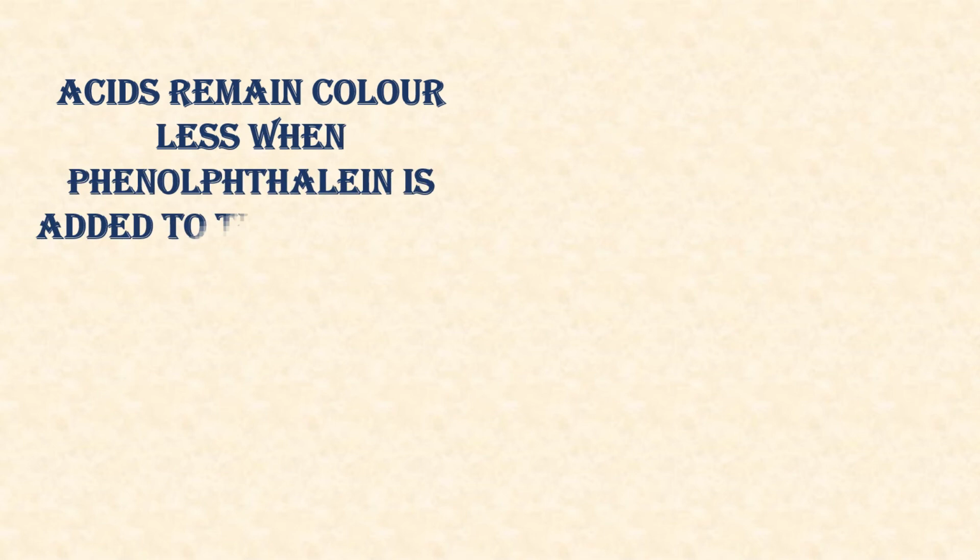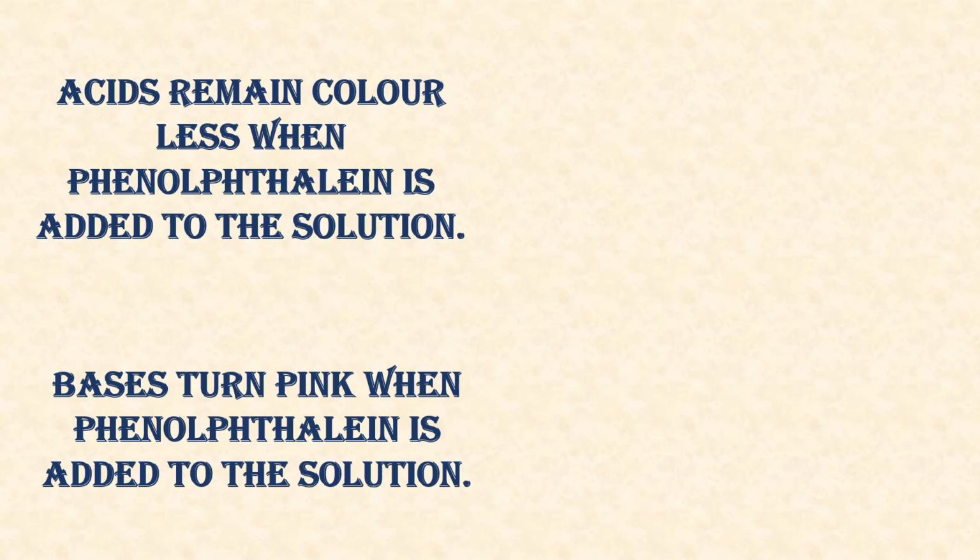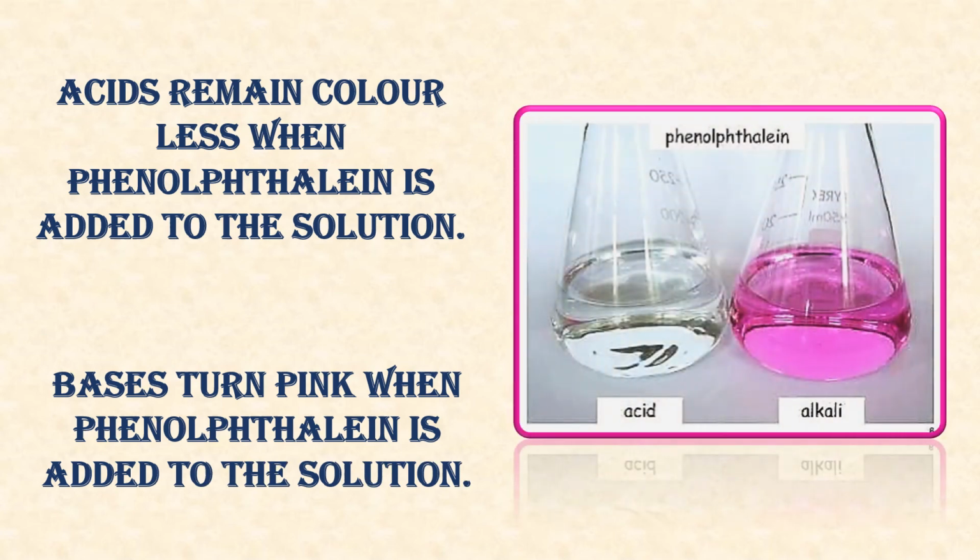Acids remain colorless when phenolphthalein is added to the solution. Another indicator which is colorless is called phenolphthalein. So when it is put in an acid, it remains colorless. Whereas when it is put in a base, it turns pink in color. So therefore, we understand that this will be a base when it turns pink in color. So these are some of the main distinguishing characteristics between acids and bases.